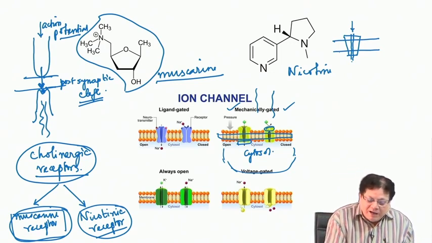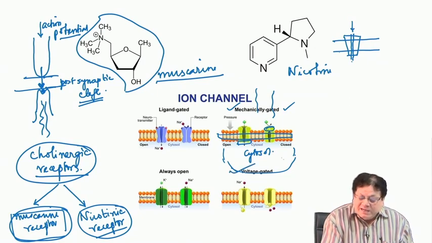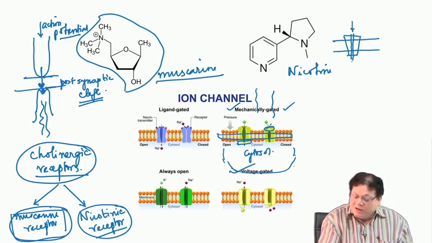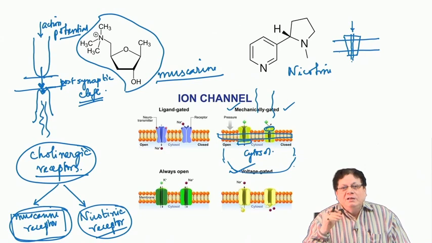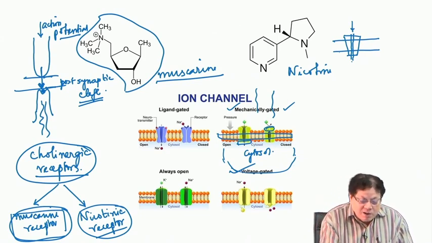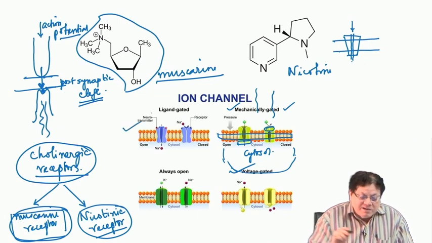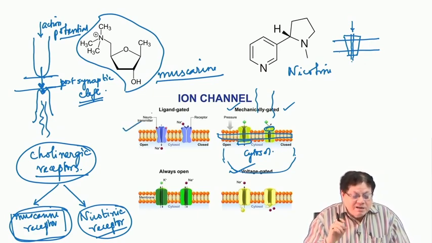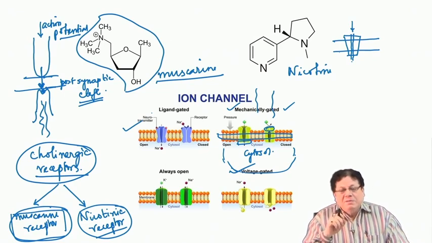Then there are different types, voltage gated, that means the electrical potential controls the opening and the closing process, but the one that we are interested in here is what is called ligand gated ion channel. These nicotinic receptors act as the ligand gated ion channel opening.